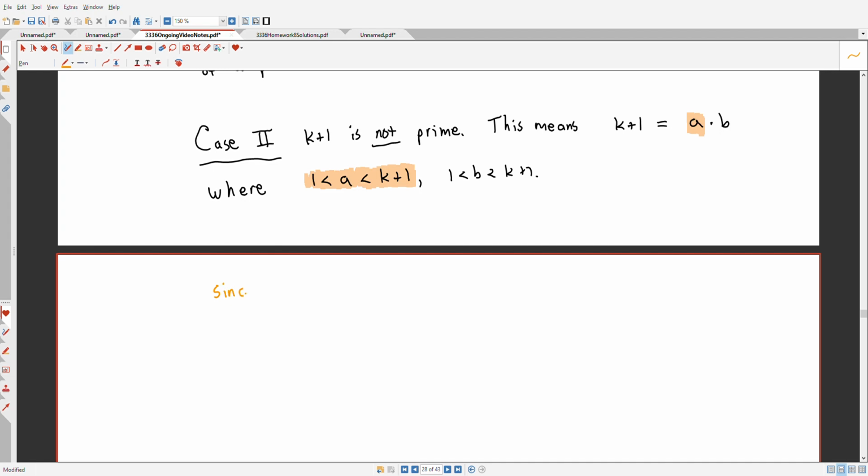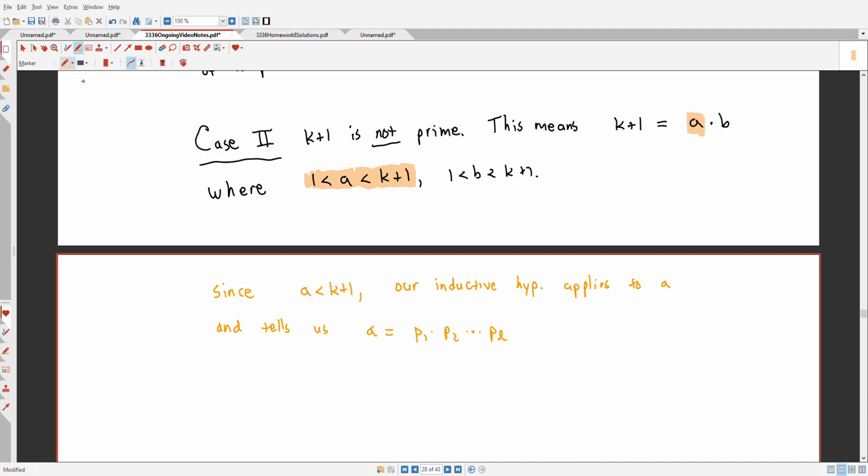Since a is less than k plus 1, our inductive hypothesis applies to a and tells us that a is just a bunch of prime numbers multiplied, p1 times p2 dot dot dot, all the way up to some number, I don't know, p sub l.